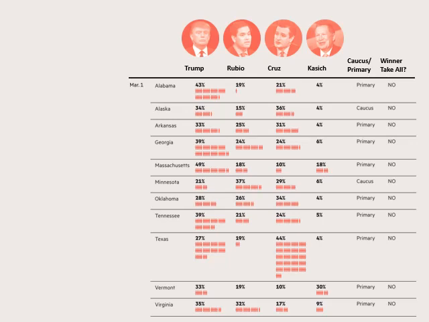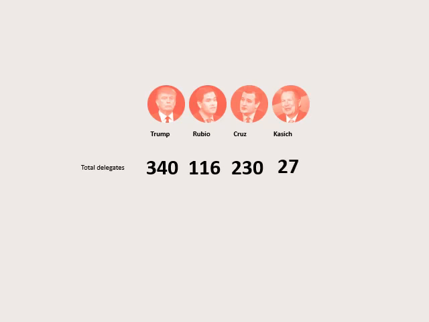In Vermont, Trump took 33%, and Kasich took 30% because that's his state, and the delegates were awarded proportionally. In Virginia, Trump took 35%, Rubio 32%, Cruz 17%, Kasich 9%, and the delegates were awarded proportionally. Trump got 340 delegates, Rubio 116, Cruz 230, Kasich 20.